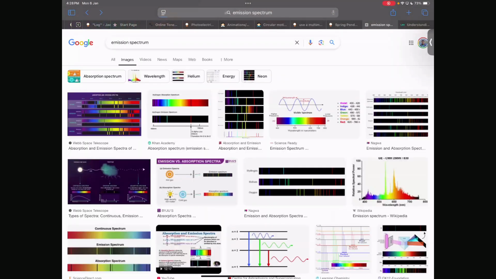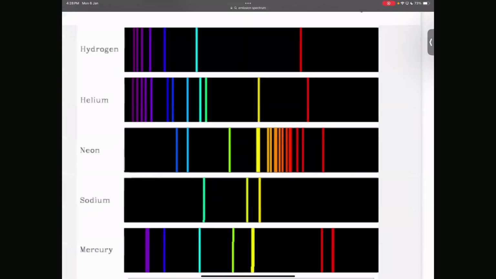What does an emission spectrum look like? Look at that. These are typical emission spectra that you get from different elements: hydrogen, helium, neon, sodium, mercury. Do you see the different colors they emit? And these colors can only be emitted by what? These elements. There's no way, by mistake, hydrogen may emit some other color than it normally does.